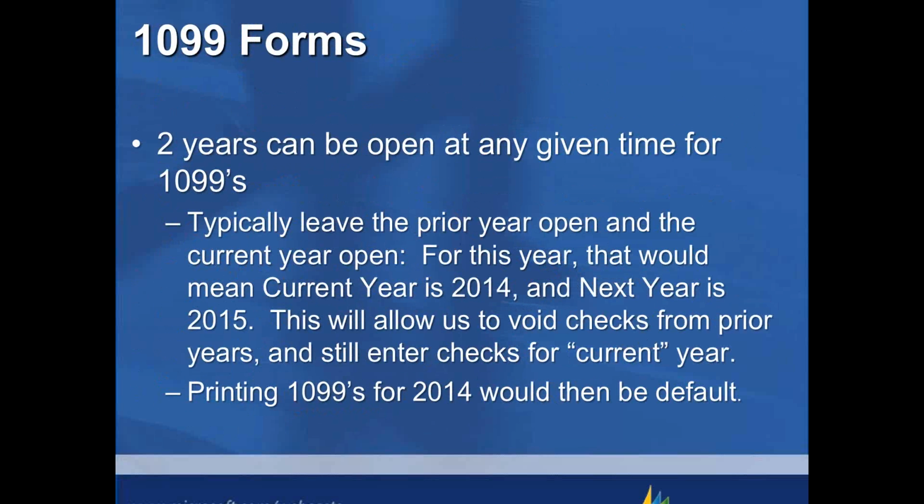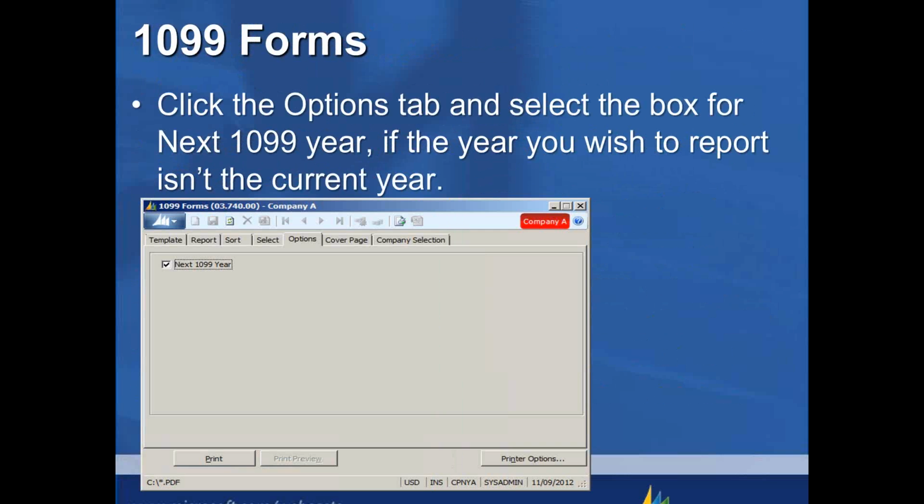If it's set this way, then printing the 1099s for 2014 would be the default. If it's not set this way, if it still says 2013 and 2014 as the next year, you can always change that at report printing time for the 1099s. That would look at the next year instead. And there's a screenshot of that. So when you go to the 1099 forms report, you can go to the Options tab and click Next 1099 Year. I certainly recommend that you purge the oldest year and have your current year be 2014 and your next year be 2015.